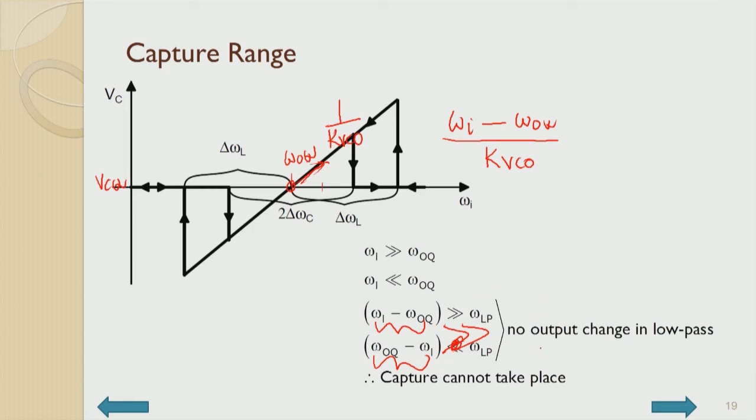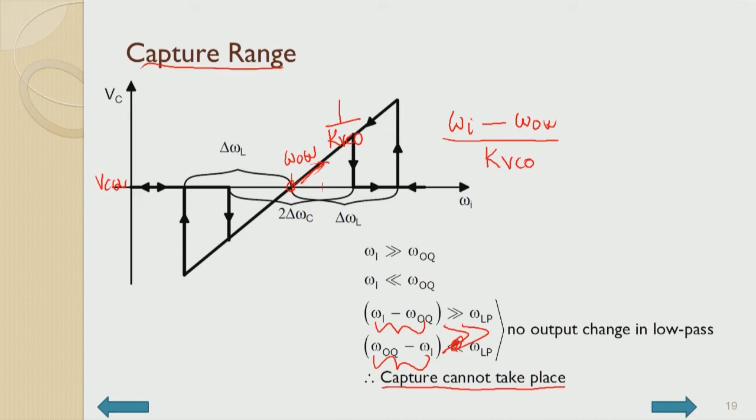Then what happens? No output change can occur in the low pass. No output can change, right? Because the low pass filter cutoff frequency is such that it is not allowing any change. That means the VCO is going to continue to free run at omega naught Q. So, capture cannot take place. This is the phenomenon of capture we are discussing, right?